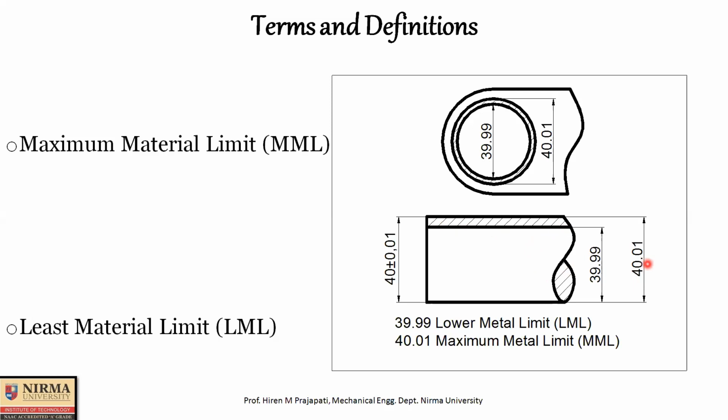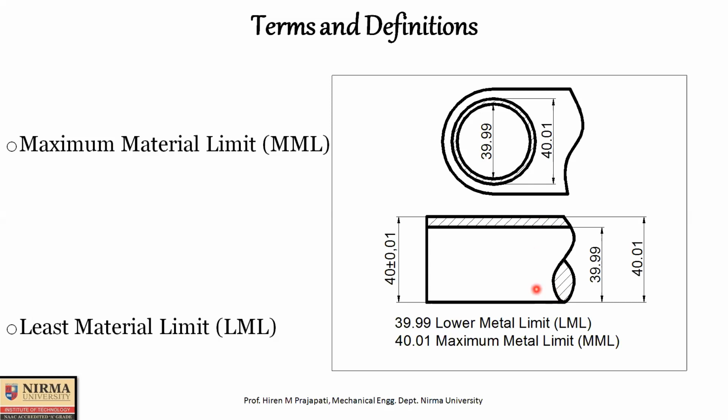So it is very easy to understand now. If more material is utilized, then that limit is called as a maximum material limit, and if less material is utilized, then that limit is called as a least material limit. So for the internal feature, hole feature, lower limit is called as a maximum material limit and upper limit is called as a least material limit. Similarly, for shaft feature, lower limit is called as a least material limit and upper limit is called as a maximum material limit. So I hope you understand.